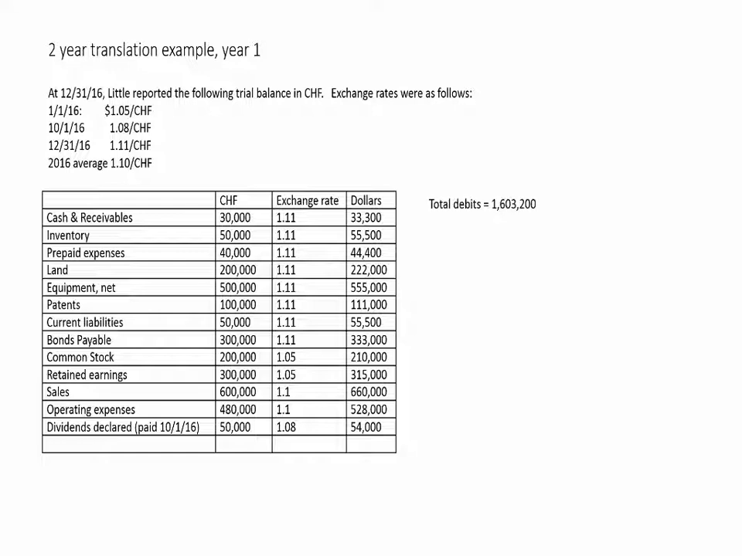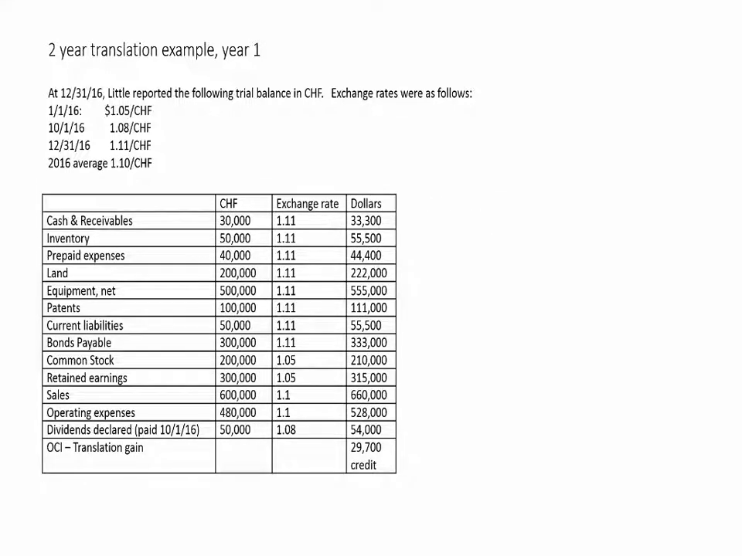We add up all of our total debits, so we have $1,603,200 in debits. Total credits, $1,573,500. And so to make this thing balance, we need a credit of $29,700. And again, note the pattern of the exchange rates. The exchange rate went from $1.05 at the beginning of the year to $1.11 at the end of the year, so the Swiss franc has appreciated, which means that our investment, measured in Swiss francs, has appreciated as well, just by virtue of the increase in the exchange rate. So we'll go ahead and put that other comprehensive income translation gain on the trial balance.